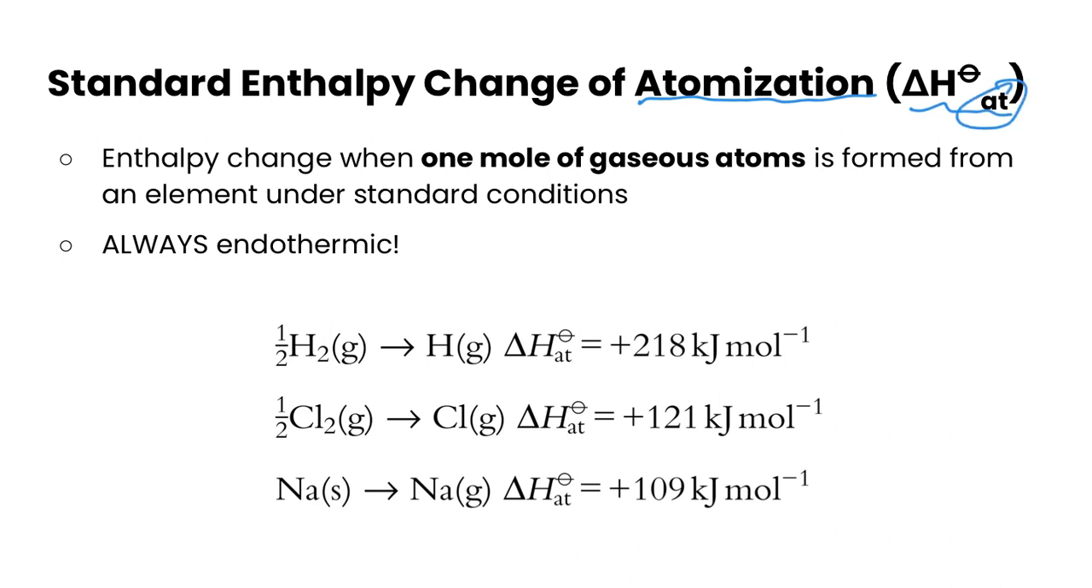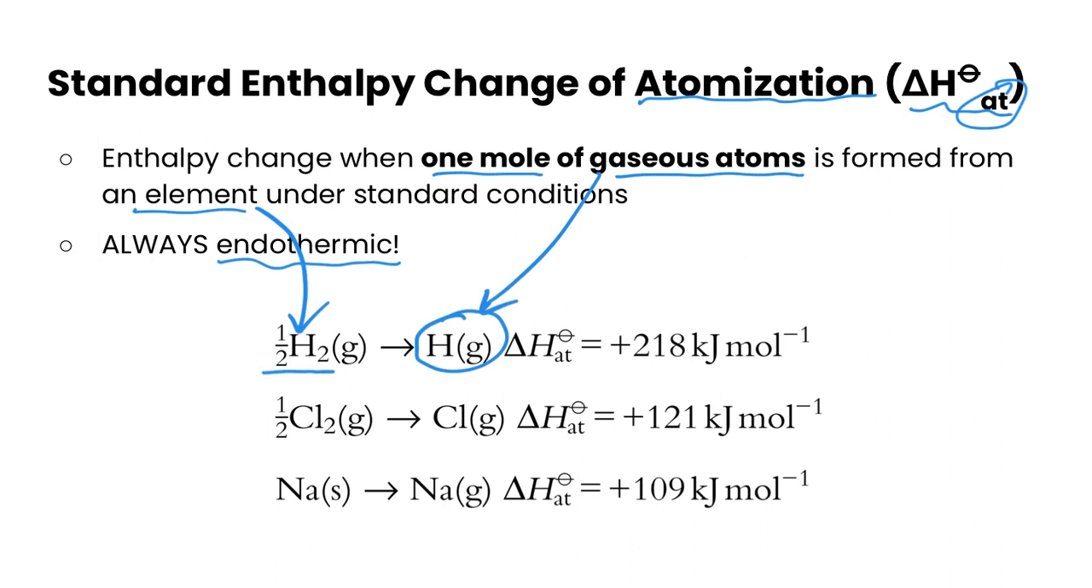This is the enthalpy change when 1 mole of gaseous atoms are formed from an element under standard conditions. So it's always an endothermic reaction, so the values are always a positive value. And some examples are shown here. So we're taking 1 mole of gaseous atoms and we're forming that. So it's almost like a formation type equation, but a little bit different. And then we're forming it from the element in its standard conditions.